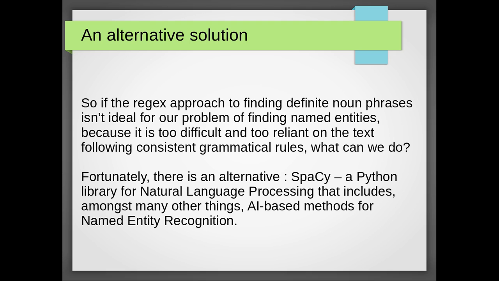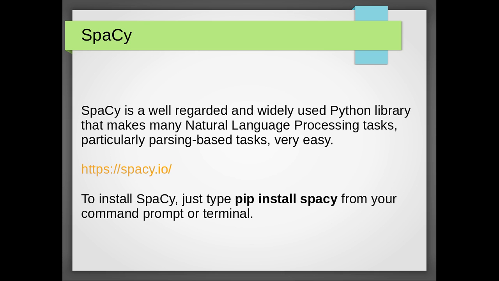And SpaCy is a Python library for natural language processing that includes lots and lots of stuff, but amongst many other things, some AI-based methods for named entity recognition that are really, really useful. So SpaCy's become a very well-regarded and very widely used Python library that does make these kinds of natural language processing tasks, particularly parsing-based tasks such as named entity recognition, really easy. And I mean really easy.